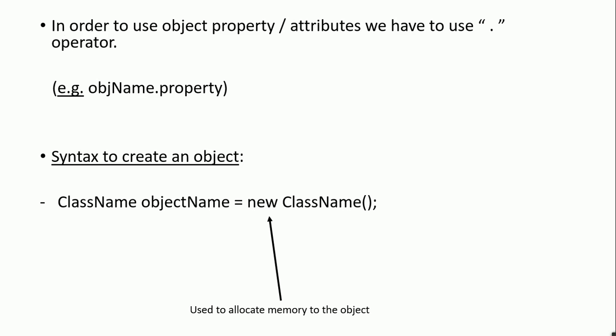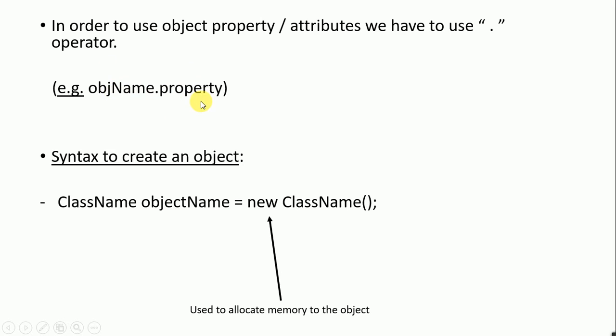Okay, then in order to use the object's properties or attributes, we have to use the dot operator. And how do we use this dot operator? First of all, we have to specify the object name, then we have to use the dot operator here, and then we have to specify the property or attribute which we want to access.